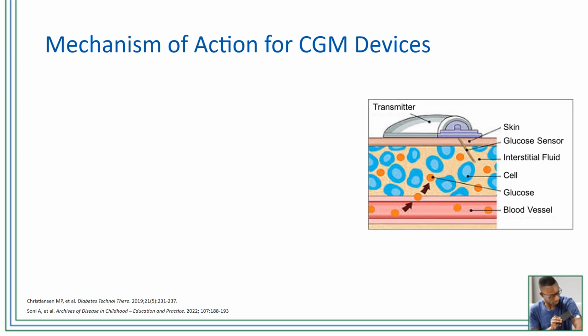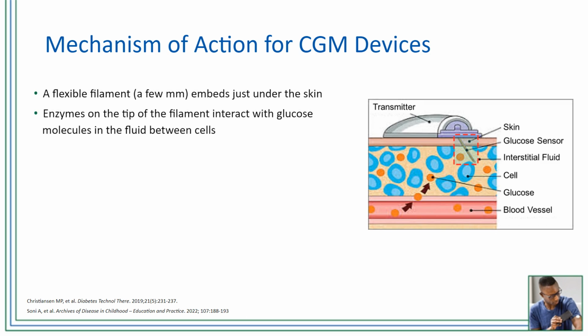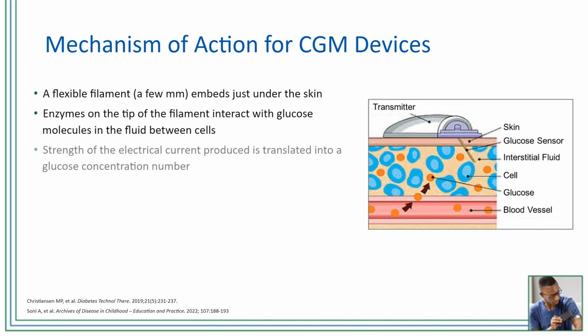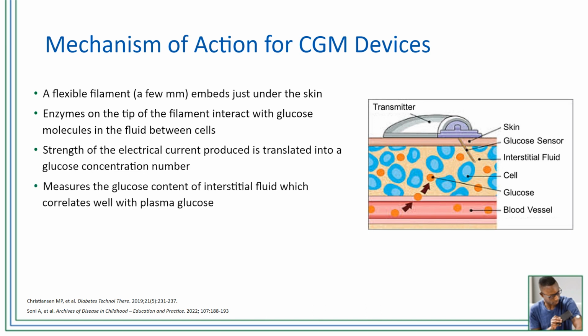So what is the mechanism of action for a CGM device? Basically, a flexible filament is embedded into the skin, and the enzymes on the tip of the filament interact with the glucose molecules present in the fluid between the cells, what's called the interstitial fluid. It causes an electric current to be produced, which is translated into a glucose concentration number. This measures the glucose content in the interstitial fluid, which correlates with the plasma glucose levels.